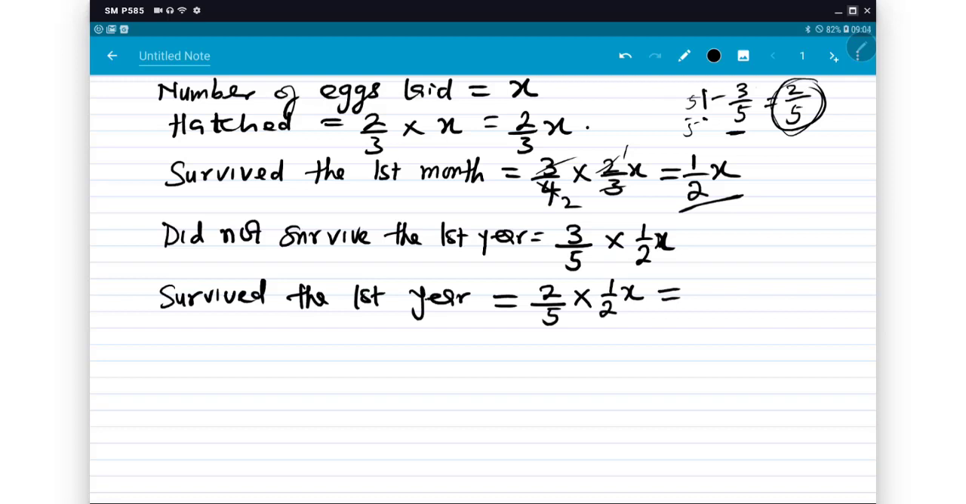Now if I simplify this one, I'm going to have 3 over 10x. And if I simplify this one, I'm going to have 1 over 5x. Okay, so now let's continue, because we will probably need this one or this one to finish the problem. That's why I've decided to find survived the first year, even though the question has not mentioned it. Sometimes you do that, because you may need it.